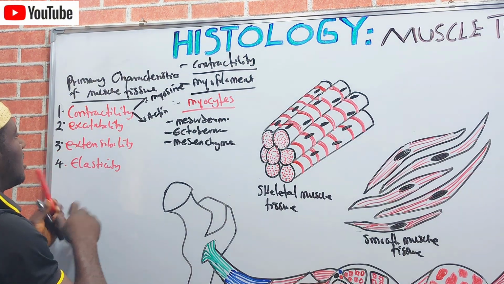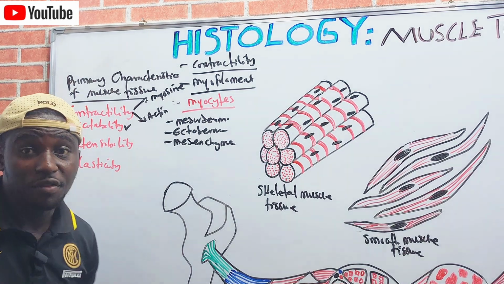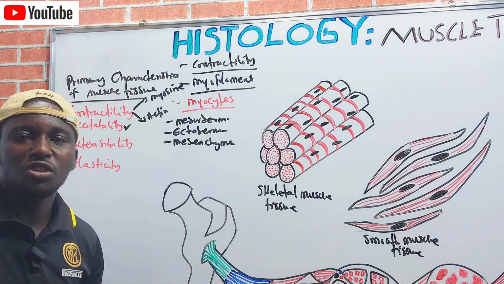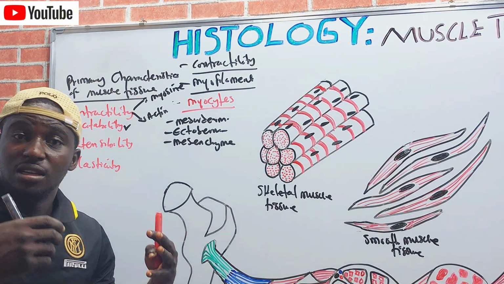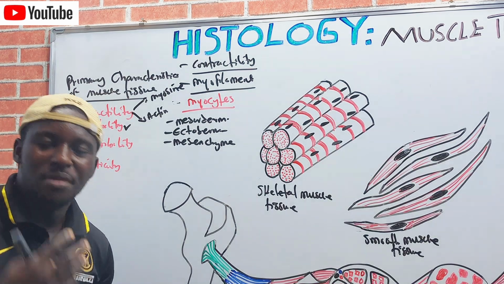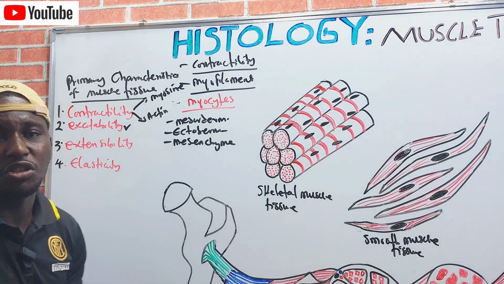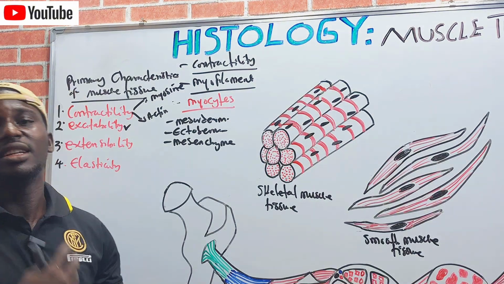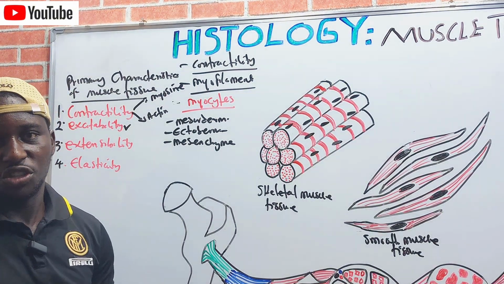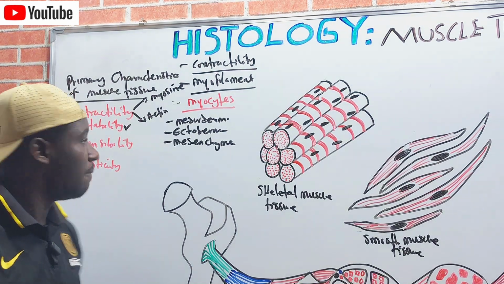In respect to excitability, excitability is the ability of the muscle tissue to respond to stimulus. What are those things that can trigger its stimulation? Number one is mechanical factors, electrical factors, and hormonal factors. Those factors can trigger the excitability of a muscle tissue, which is the ability of it to respond to stimulus or stimuli.